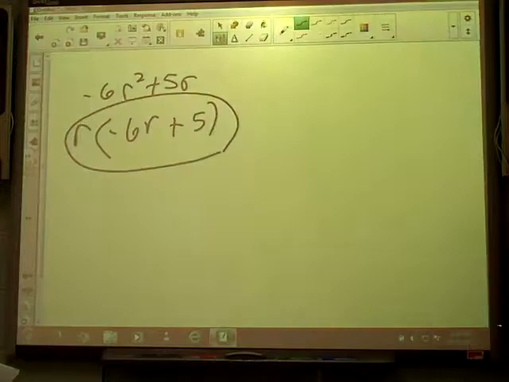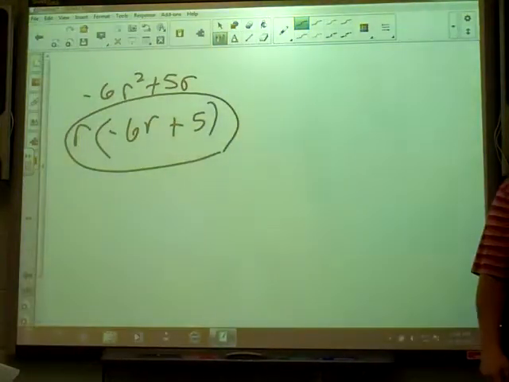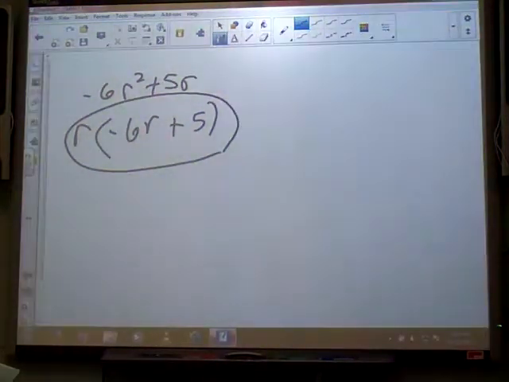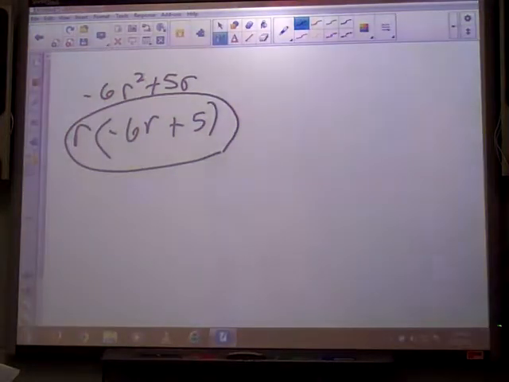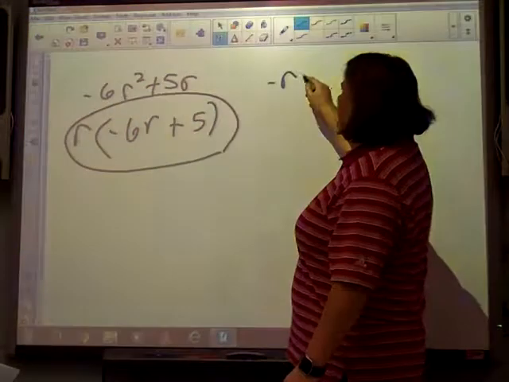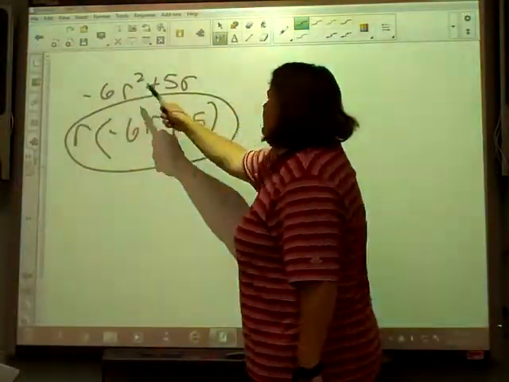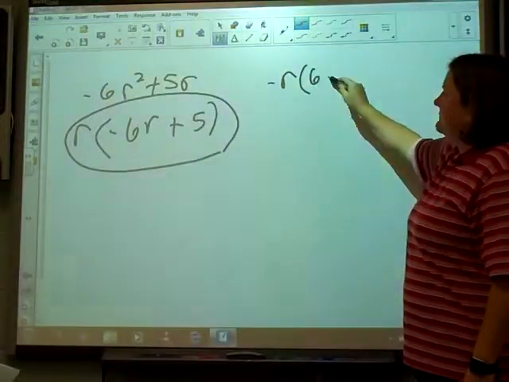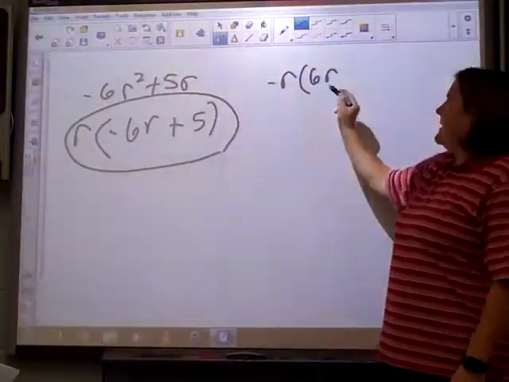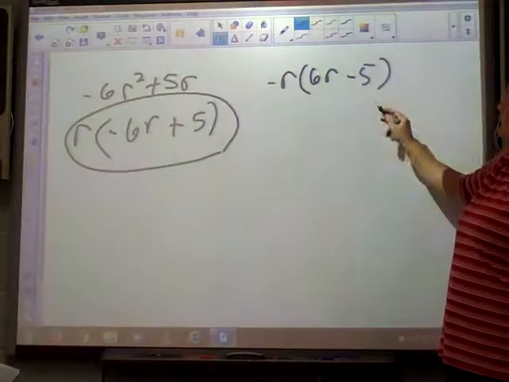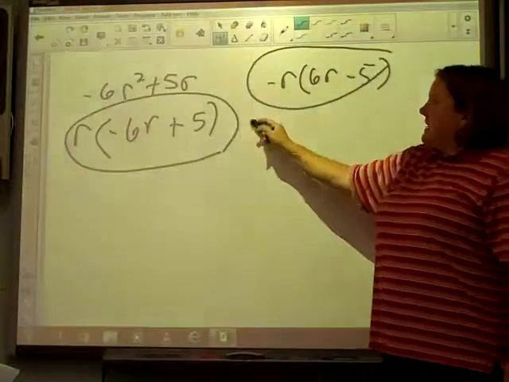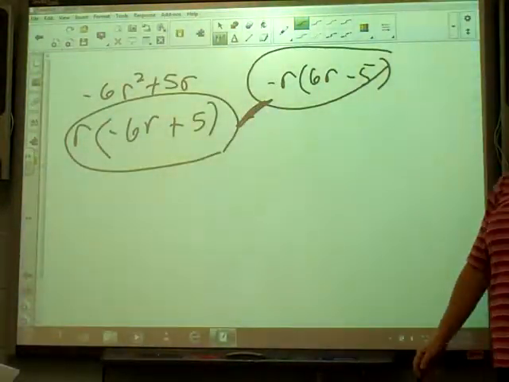One. Yeah, that doesn't change it though. Do I have anything that would change it? Anybody got a thought? Negative R. Very good. Take a negative R out. Negative divided by a negative makes that a positive. Positive divided by a negative makes that a negative. These are the same. Both correct.